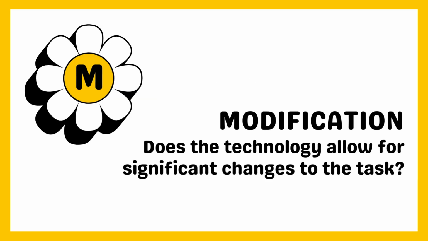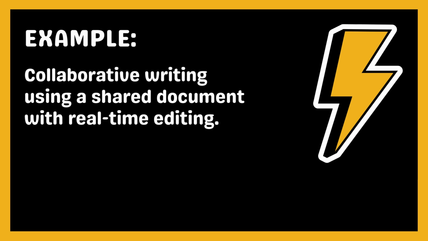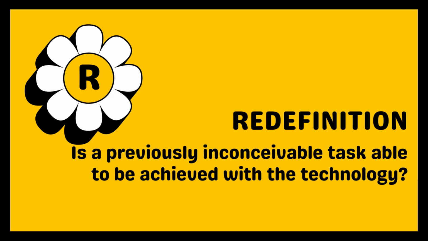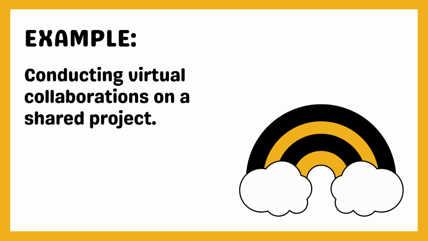The third would be modification, wherein technology allows for significant redesign of tasks. An example would be collaborative writing using a shared document with real-time editing. And the last step would be redefinition, which is where technology enables tasks that were previously inconceivable, such as conducting virtual collaborations on a shared project.